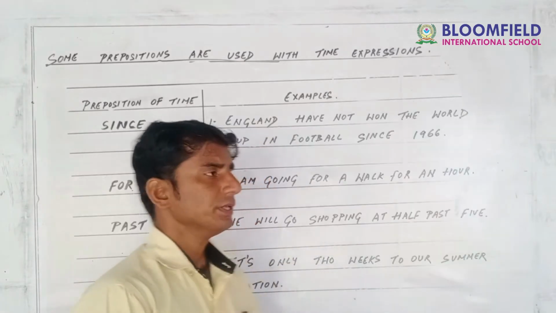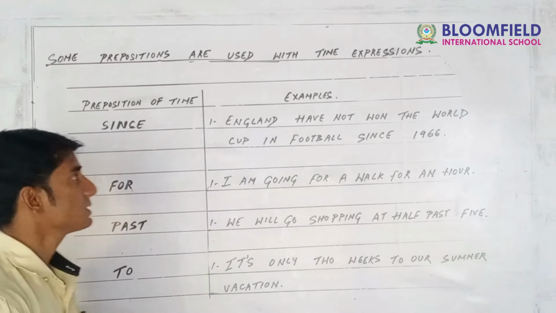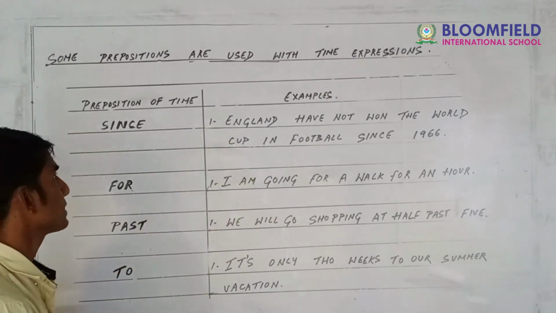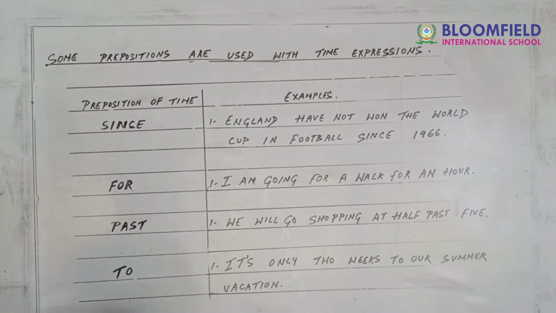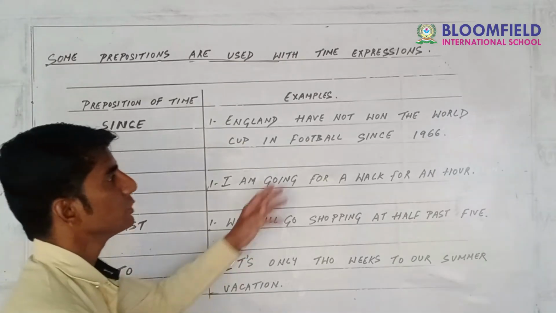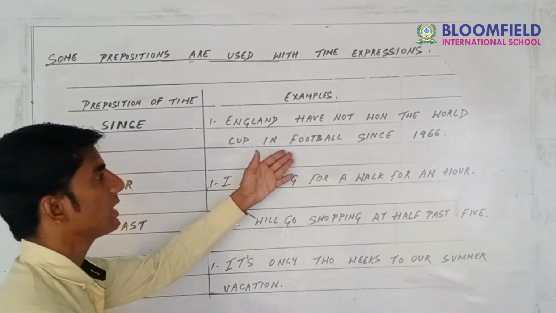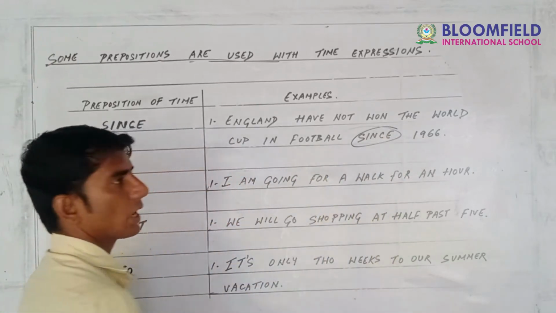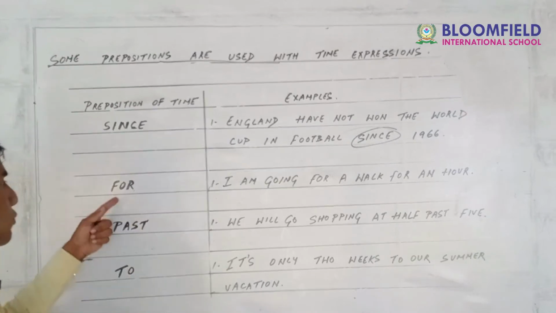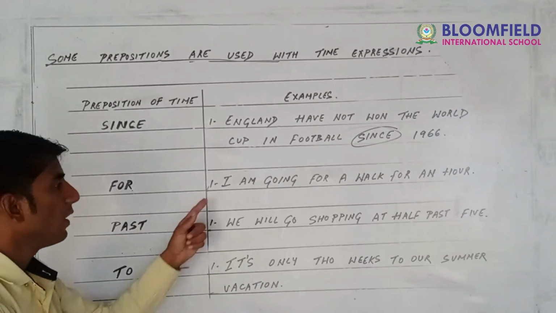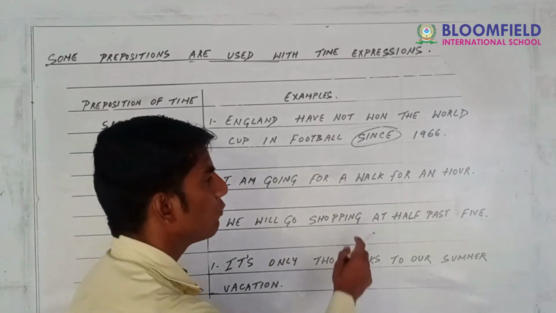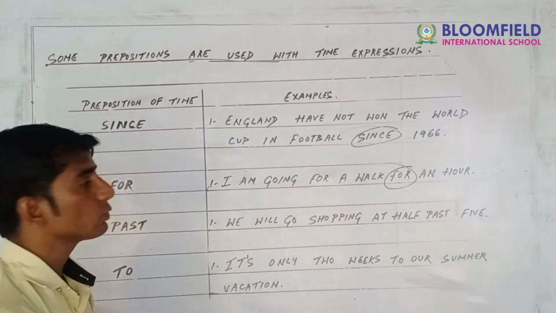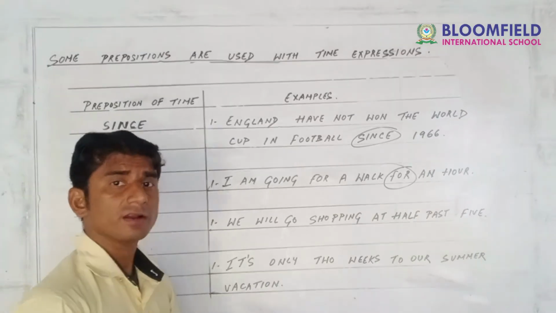These are a few more examples of prepositions of time. Since: England have not won the World Cup in football since 1966. Next, for: I am going for a walk for an hour. Where are you going? You are going for a walk for an hour.